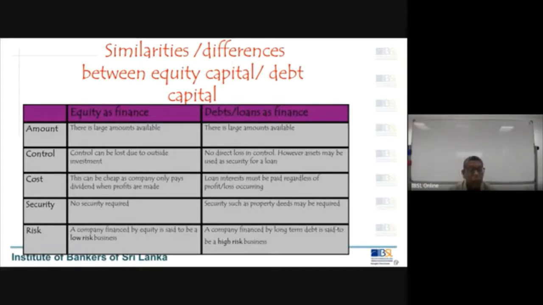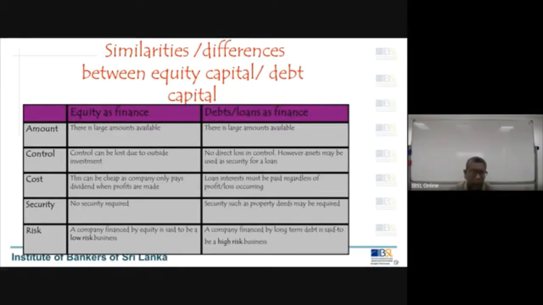So therefore, for equity finance, we don't want to have a security, but for debt and loans, usually we have a collateral or security. Of course, the risk is much less. Why? Because with equity, the investor gets returns only if the organization enjoys profits. But usually debt, loans and finance are higher risk, because whether the company makes a loss or not, as agreed, you need to pay your interest and capital.